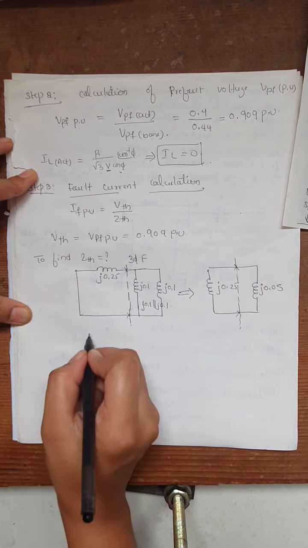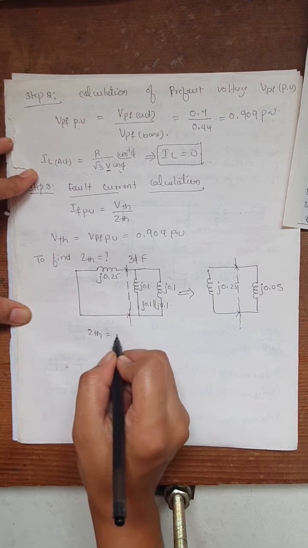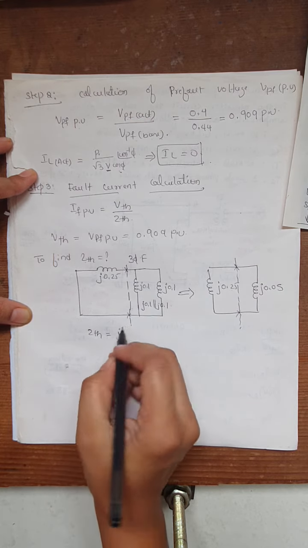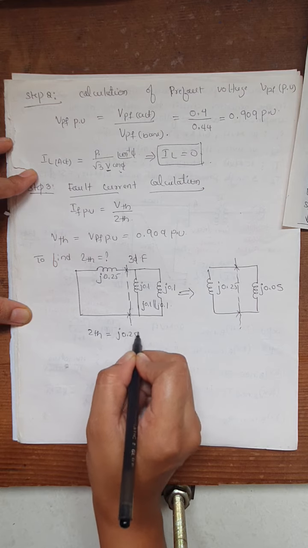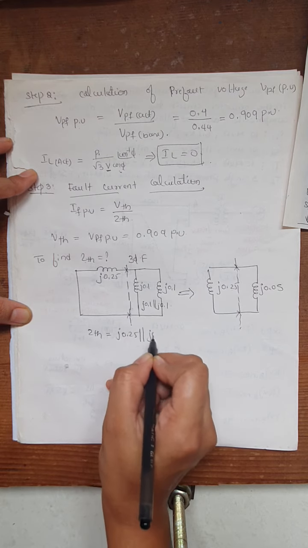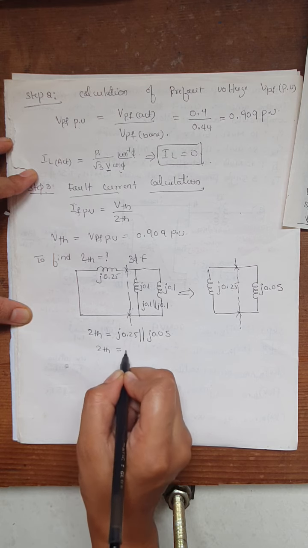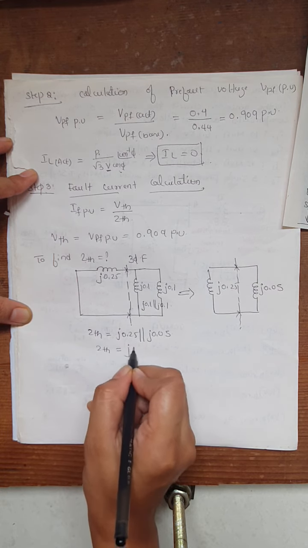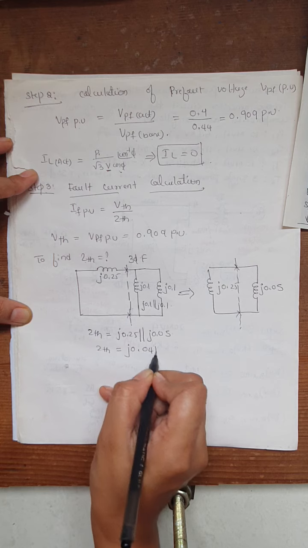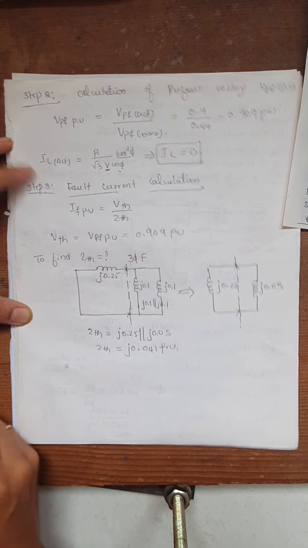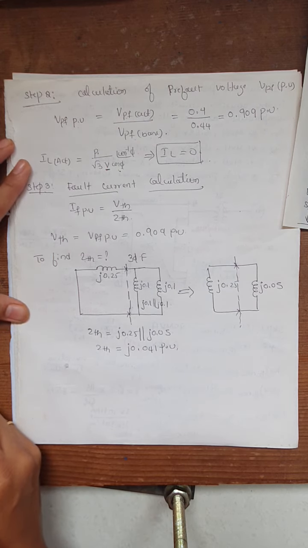Now for the calculation of ZTH, it is understood that the J0.25 reactance is in parallel with J0.05. So we'll get the ZTH value as, I'll give the direct answer, 0.041 per unit. So this is the ZTH calculation.